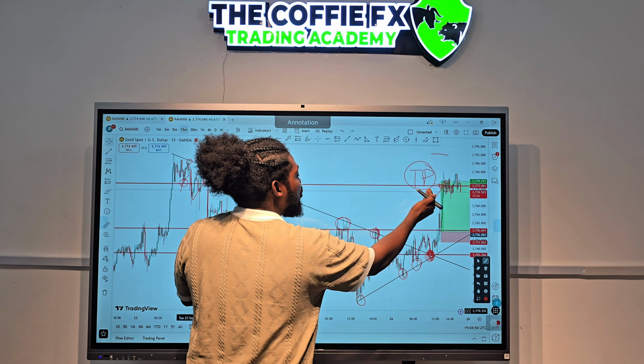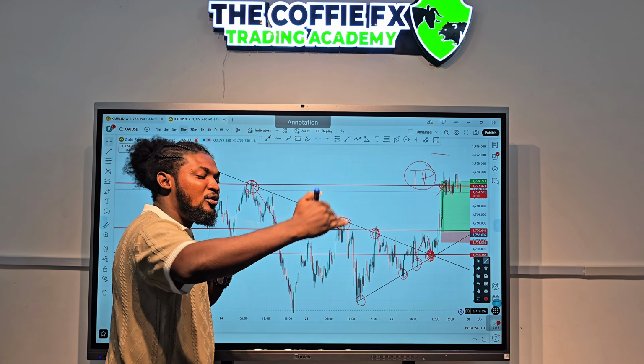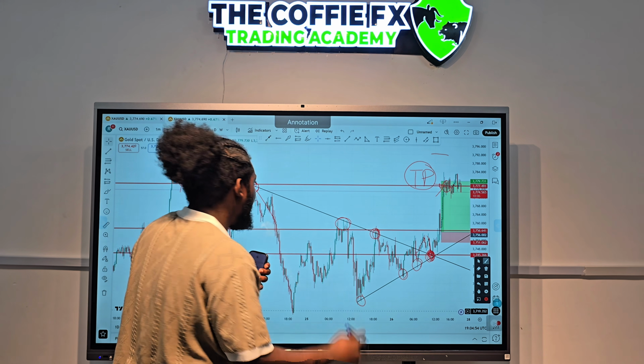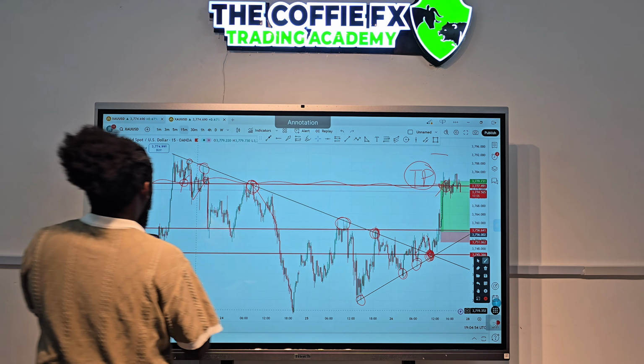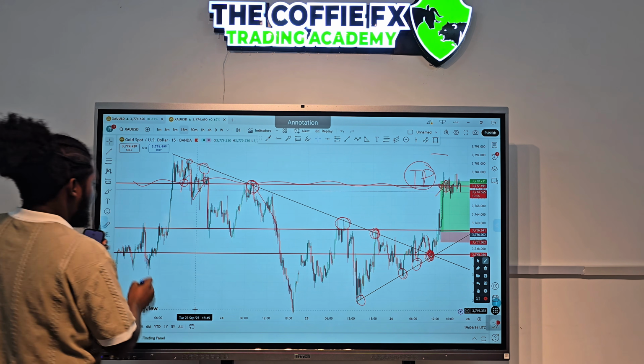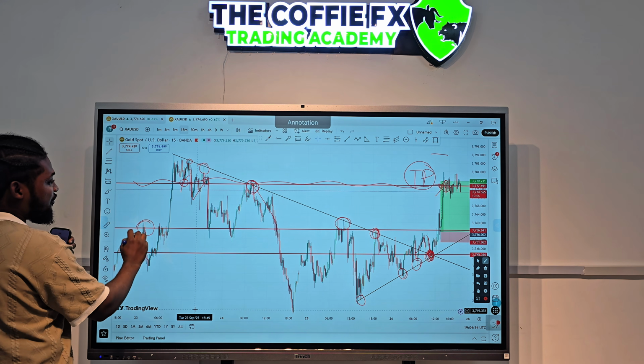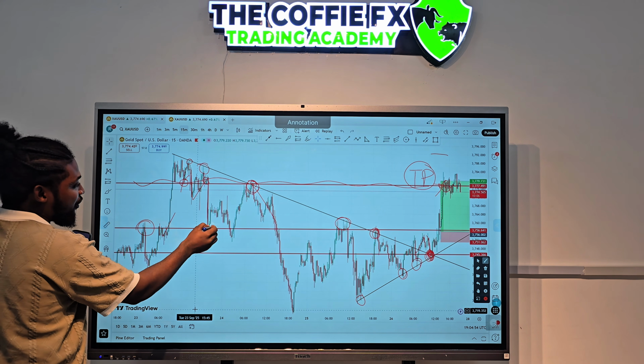So you always put your take profit and your SLs on zones, right? So you can see we had this first zone, right? You can see we had another second zone here. Why did I take this zone? You can see price reacting here. You can see we got the break, we got the retest.